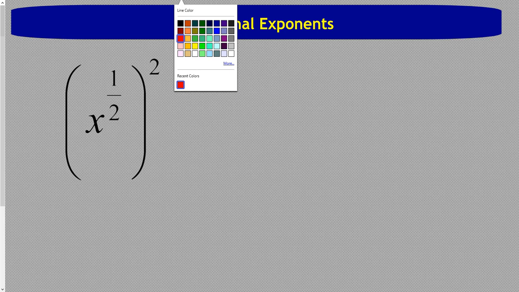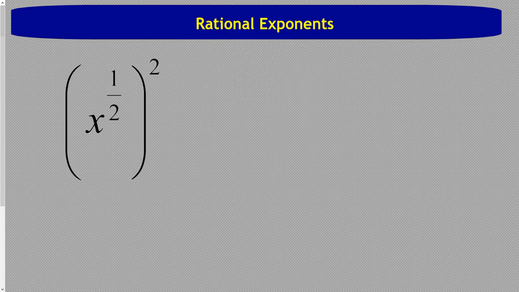So when we raise a power to a power, think about the exponent rules. When we raise a power to a power, we multiply those powers, right? So this becomes x to the 1/2 times 2. If we multiply 1/2 times 2, that's like 2 over 1. We can simplify that. We're just going to get x, right?